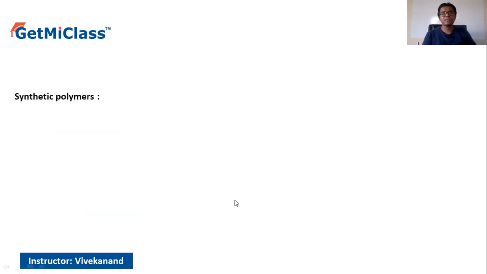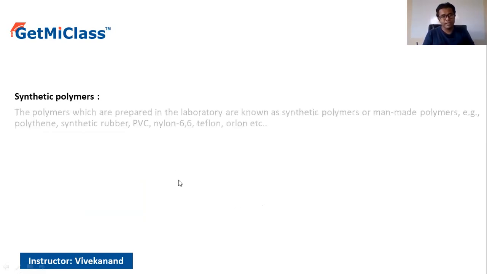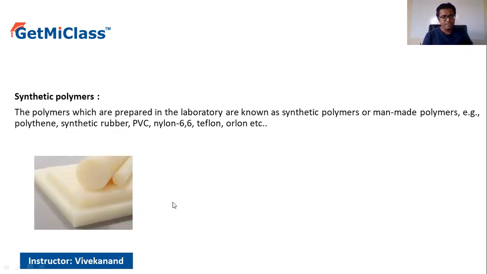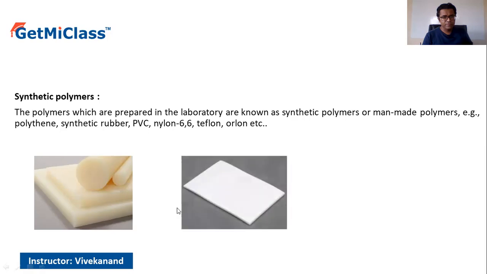Synthetic polymers. Now, synthetic polymers are 100% synthesized, manufactured in the labs. These are the particular polymers which are synthesized in lab. For example, PVC, polyvinyl chloride. Synthetic rubber, they synthesize this entire rubber in the lab. Teflon, Orlon, nylon 6,6. All of these are various examples of synthetic polymers. So this is Teflon over here.